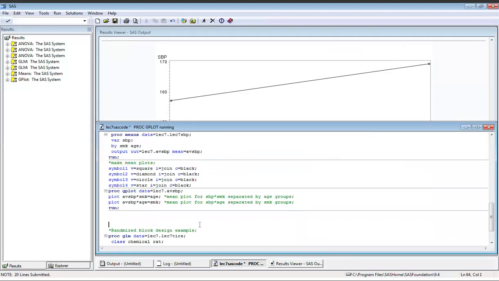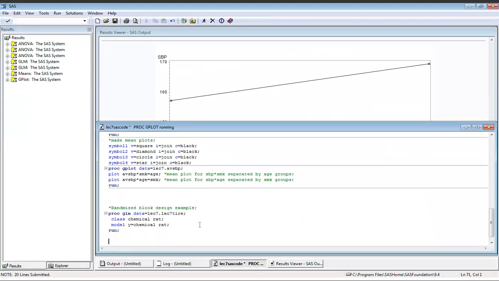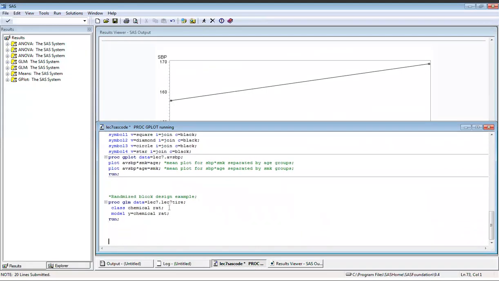All right, and then the last one is for the randomized design example using the rat data. So here we're basically using the two-way ANOVA, and we use the chemical as treatment effects. So that's the effects we're interested in. And the rat is the random block. And then we can use the Y.